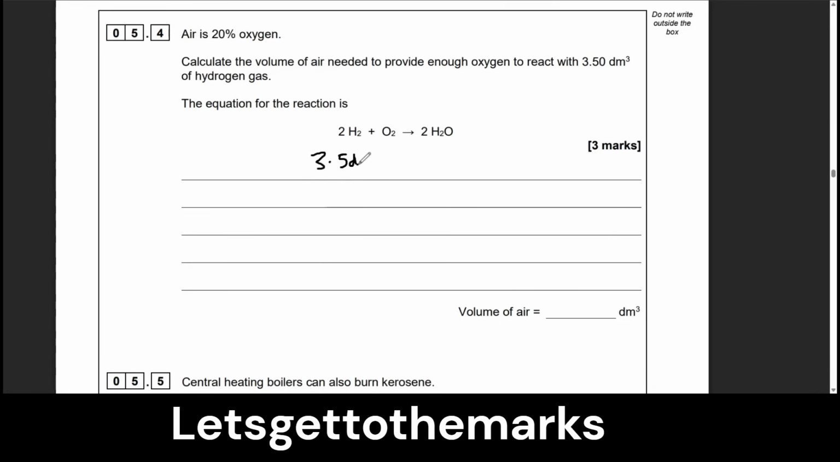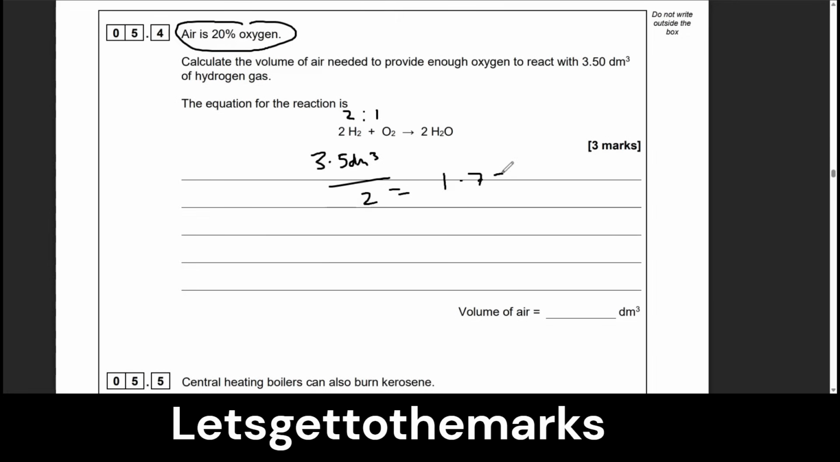You've got 3.5 dm³. Now, we can deal with this after rather than before. So we've got 3.5. What you do is you look at the ratio. So for every 3.5 hydrogen, because it's a 2-to-1 ratio, I'm going to need half the amount of oxygen. So what I'm going to do is divide this by 2. So we're going to go 3.5 divided by 2 equals 1.75.